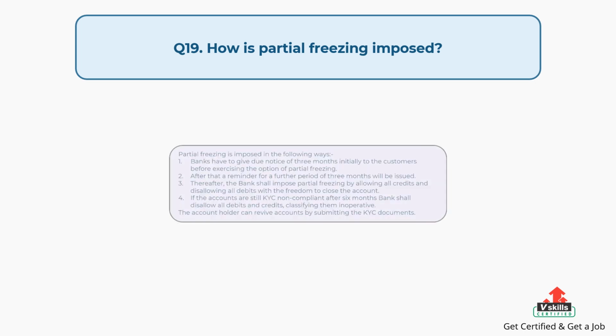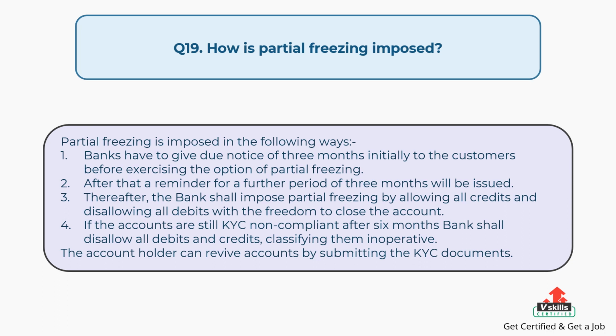The answer is, partial freezing is imposed in the following ways. Banks have to give due notice of 3 months initially to the customers before exercising the option of partial freezing. After that, a reminder for a further period of 3 months will be issued. Thereafter, the bank shall impose partial freezing by allowing all credits and disallowing all debits, with the freedom to close the account. If the accounts are still KYC non-compliant after 6 months, the bank shall disallow all debits and credits, classifying them as inoperative. The account holder can revive accounts by submitting the KYC documents.